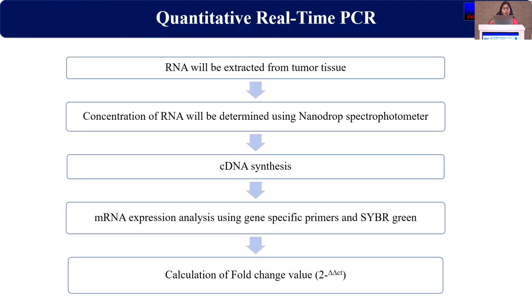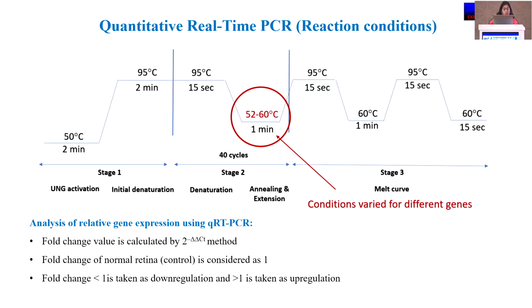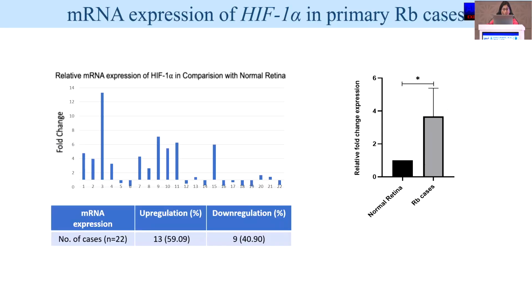This is the flow chart for quantitative real-time PCR, and this is the reaction condition of the PCR, in which more than one fold change is taken as upregulation, and less than one is taken as downregulation. Next, coming to the mRNA expression level of HIF1 alpha in primary cases, 59% of cases show upregulation, and this graph shows the relative fold change expression between normal retina and RB cases.